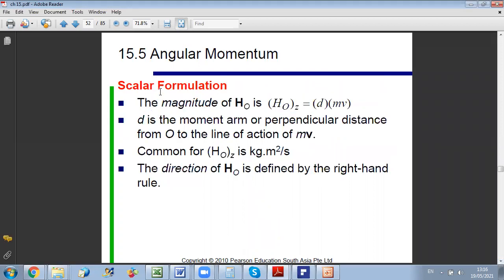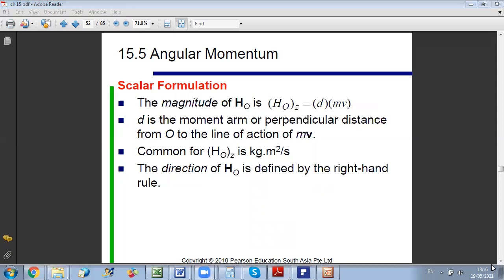So first, if you want to use the scalar formulation, you can say that the magnitude of the angular momentum is given by m times v times the distance to the axis of interest. For the direction, you can get it from the right-hand rule. So this is the first method.